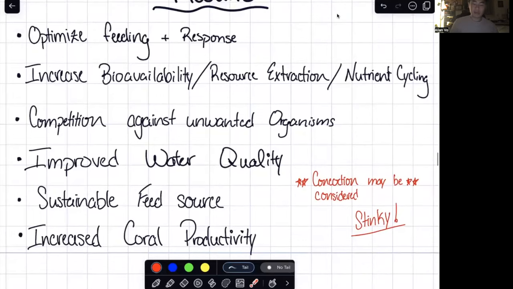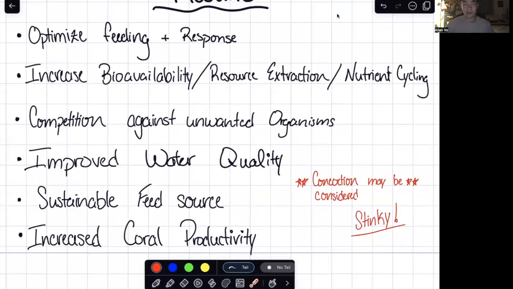You can also compete against unwanted organisms. With this method, you can pretty much minimize any risk of cyano. I've been noting some of my own personal experience. When I use this concoction, I pretty much never get cyano blooms. I recently went off of it for a month just to test my theory. I got cyano again, and within a few days of resuming the concoction, I noticed the cyano dwindling. And this leads me to my next point of improved water quality.